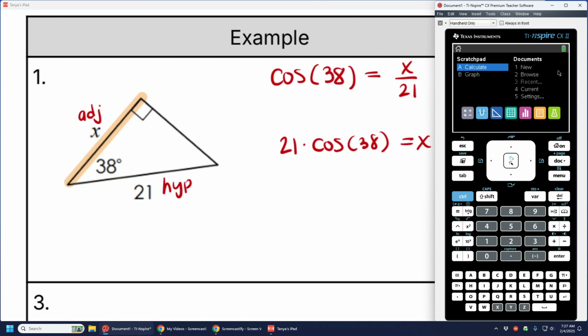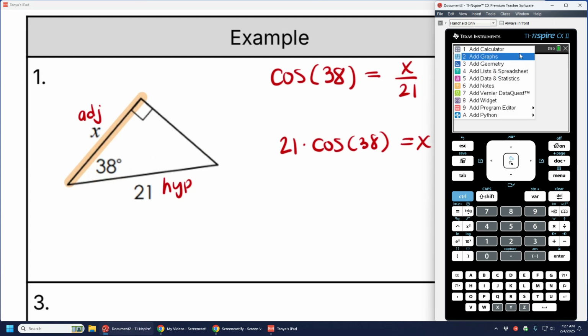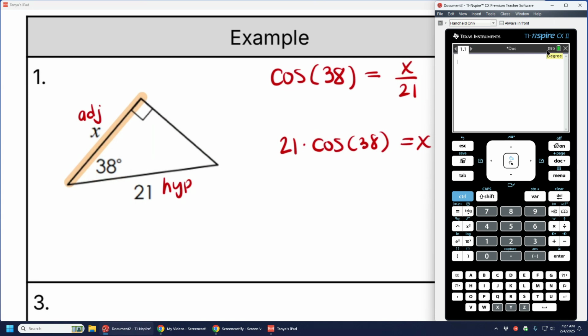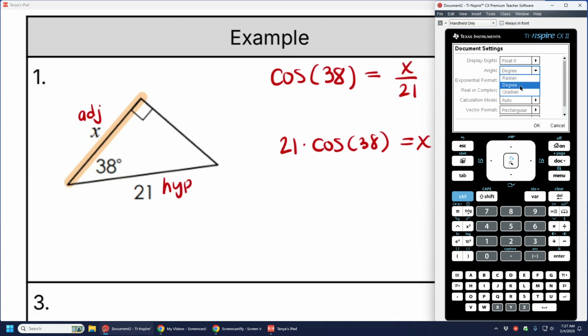Okay, so here's my calculator. I'm going to go to the regular calculator page. Make sure that up here in the top corner it says degree. If it doesn't, try clicking on it and it should change between radian and degree there. If that doesn't work, go to Doc, Settings, Document Settings, and this second one should say degree.